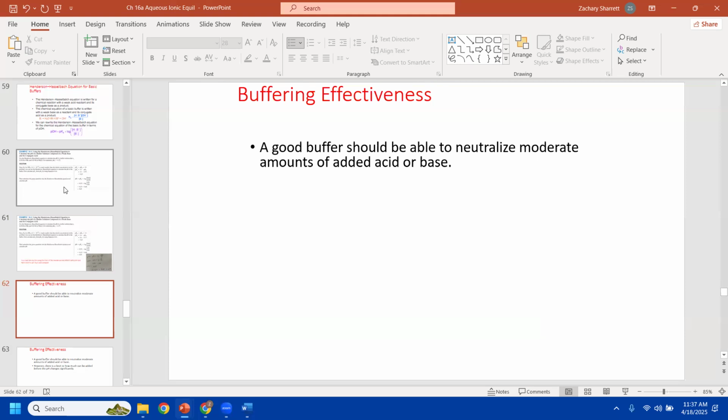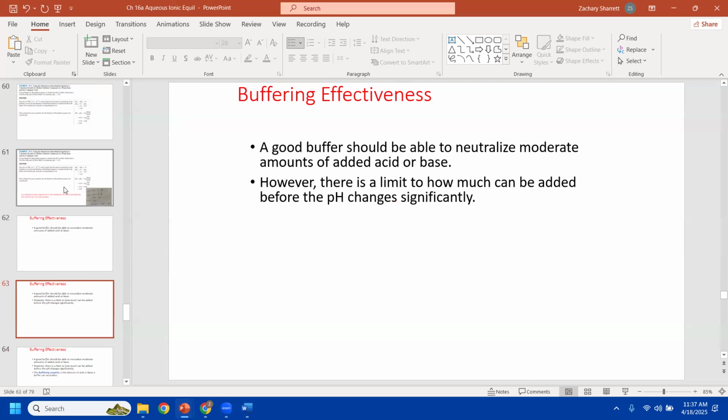But if we only had 5 weak acid and 5 weak base, which would be the more effective buffer solution? Which one could negate more added acid? When you have 50 and 50 of the acid and base, or 5 and 5? And why is that? Because you've got more in there.